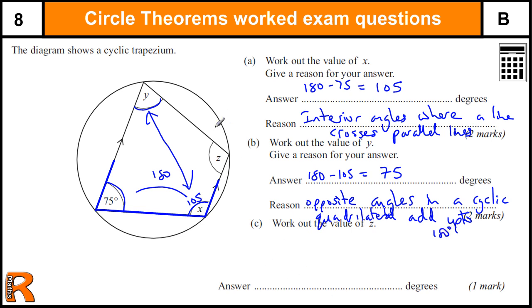And work out the value of z. Well, we could have done that using the same rule. They're opposite in a cyclic quadrilateral, so z is going to be 180 take away 75, which is 105. It's only worth 1 mark for this one, so the actual answer itself is only worth 1 mark, so you don't really need to show any working, because if you get it wrong, you get it wrong. But it's always worth writing your working down for any calculation you do.